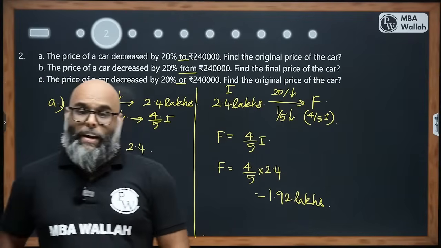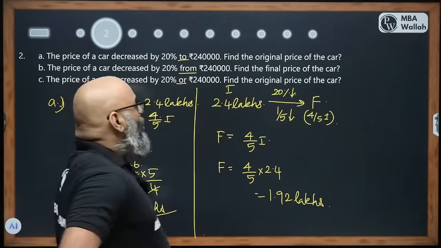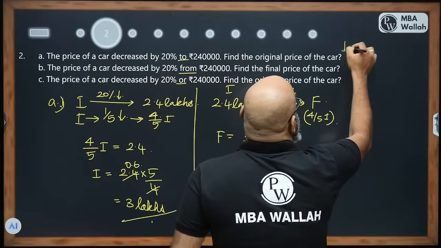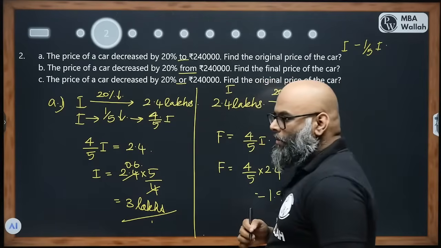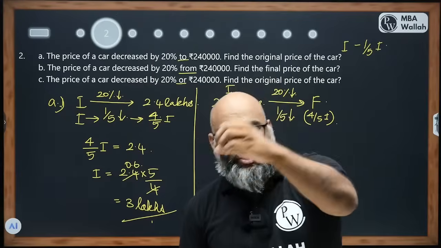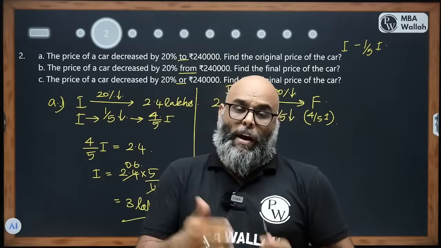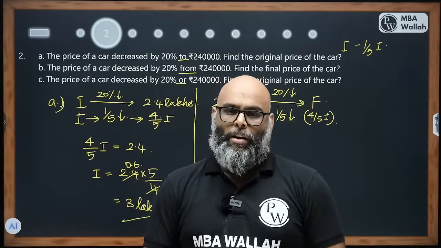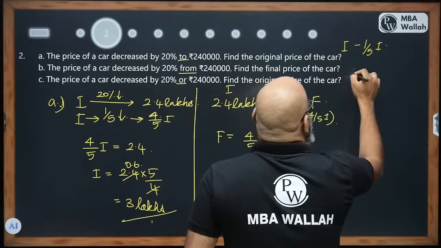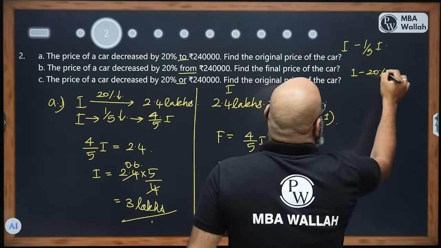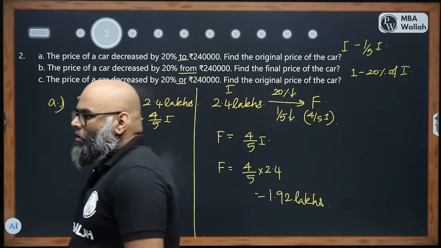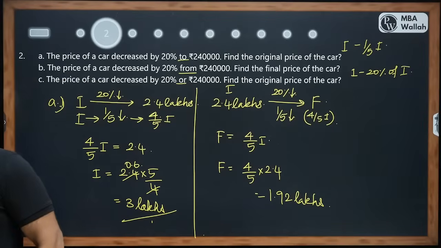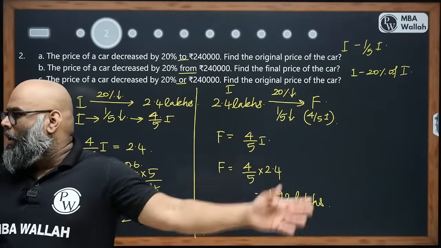Why 4/5? Folks, original value I is there. You are reducing 1/5 of that value. Correct? There is a reduction of 1/5 of the value from the original value. How would you write? Initial minus 20% of initial, right? That's how you would write it.